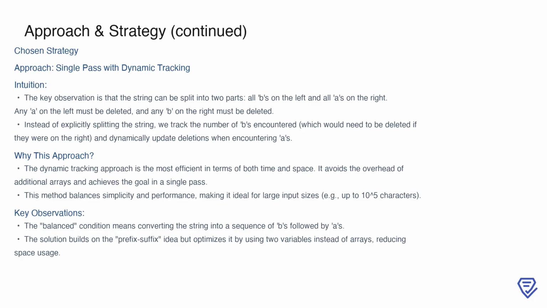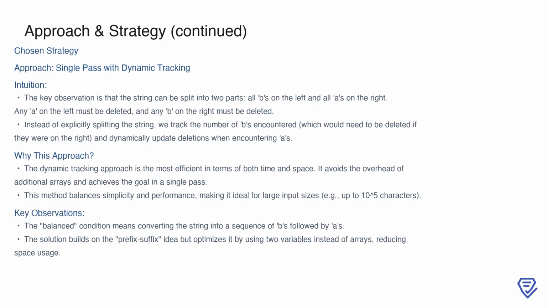The chosen strategy for this problem is the single-pass dynamic tracking approach. The intuition behind this method lies in the observation that a balanced string consists of all A's followed by all B's. To achieve this, any A appearing after a B must be deleted, and any B appearing before an A must also be deleted.